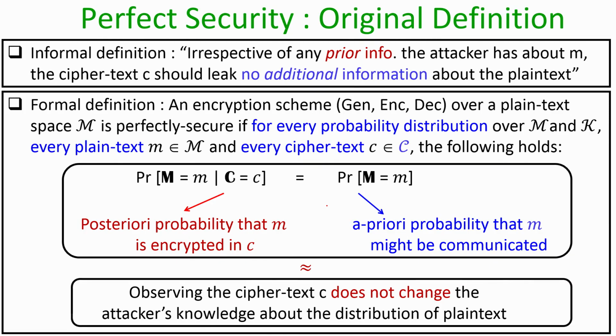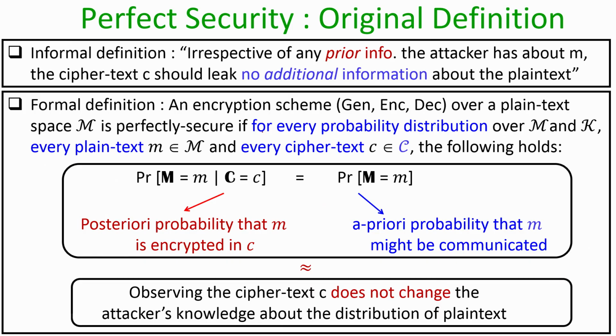This definition does not put any kind of restriction on the computational power of the adversary. Even if the adversary knows the steps of the algorithm, even if it knows what could be the candidate keys, even if it is allowed to do brute force, its view or its knowledge about the underlying plain text or the distribution of the plain text should not change before and after seeing the ciphertext. If that holds, then we say that our underlying encryption process is perfectly secure.